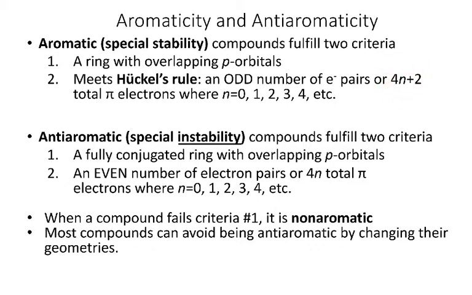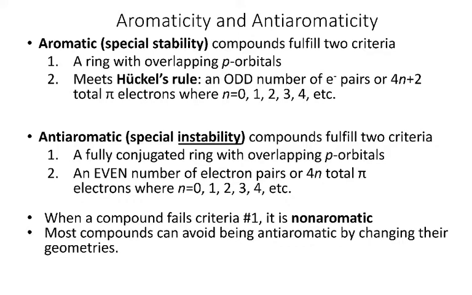So we need 4n plus 2 total pi electrons, where n is an integer, anything from 0, 1, 2, 3, 4, etc. Now, we talked about anti-aromaticity in previous videos, and this is sort of the opposite of aromaticity. If something is anti-aromatic, it has unusual instability. The requirements that we need for something to be anti-aromatic is we also need to have the overlapping p orbitals, but then the number of electrons that we need is 4n total pi electrons.